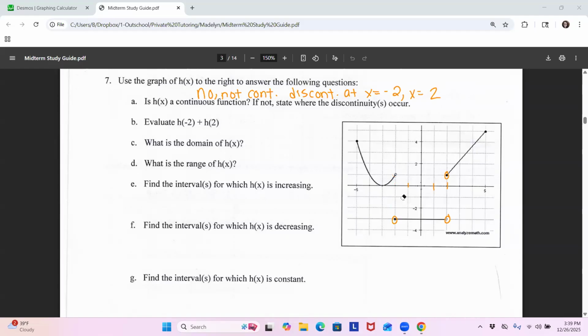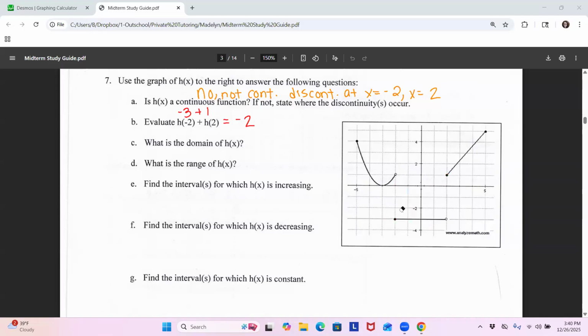Right? Evaluate h of -2 plus h of 2. Okay, so let's get -2. So 1, 2, go to the solid dot there. So 1, 2, 3. So this part's -3 plus h of 2. 1, 2, go to the solid dot, so that's up 1. -3 plus 1 is -2.